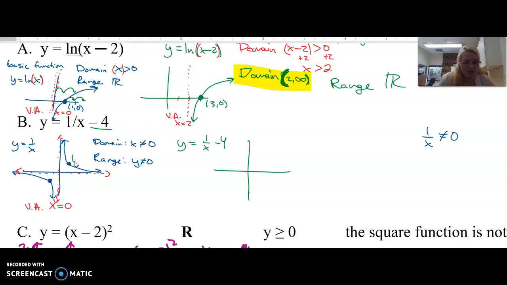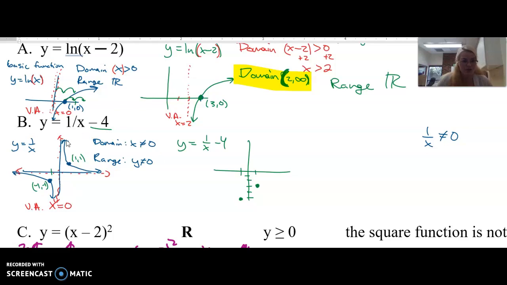So this point right here, (1, 1), if I plug 1 in for x here, I get 1 minus 4, which is negative 3. So what used to be up here goes 1, 2, 3, 4 down, right? This point here, (negative 1, negative 1). If I plug negative 1 here, then I'm going to have negative 1 minus 4, which is negative 5. So this point gets shifted down 4 units.